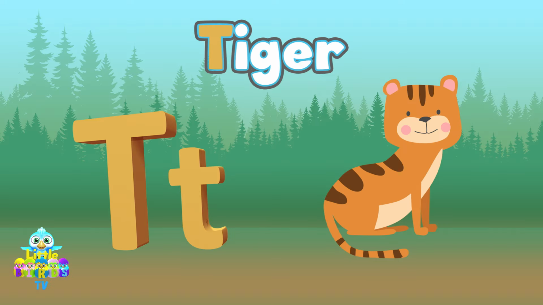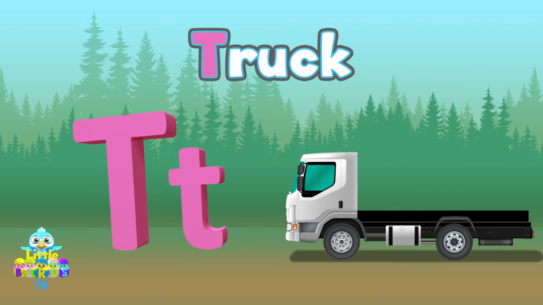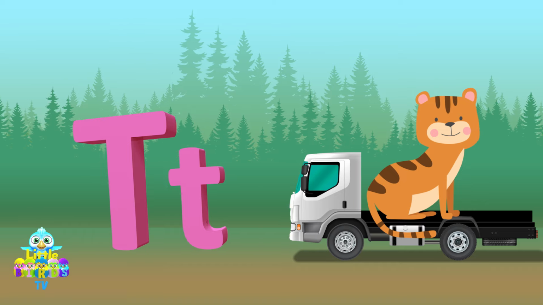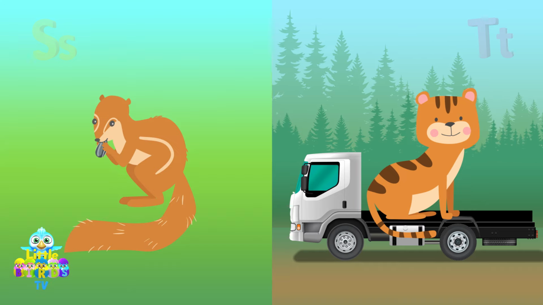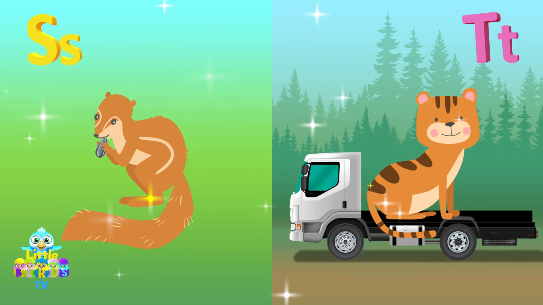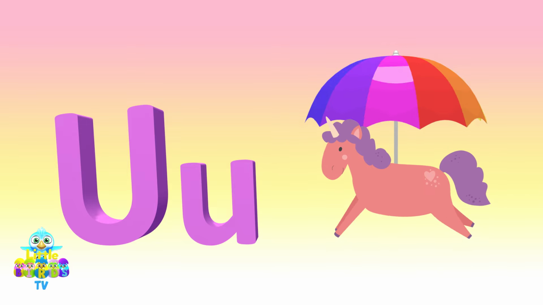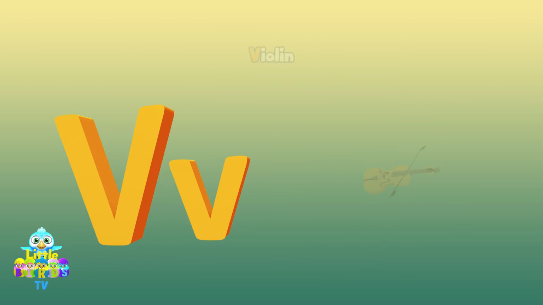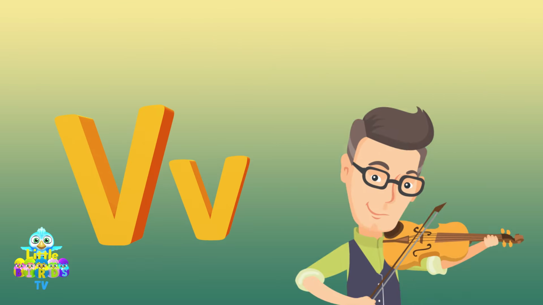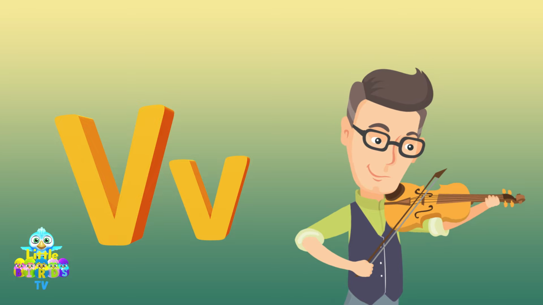T for tiger, T for truck, ta ta ta. U for unicorn, U for umbrella, V for vest, V for violin, V V V.